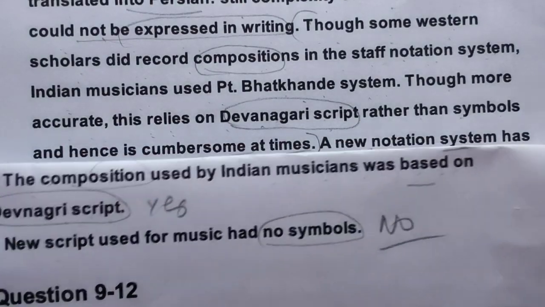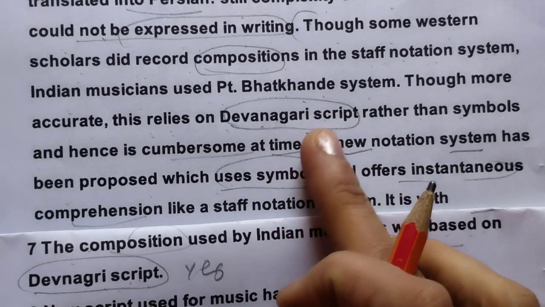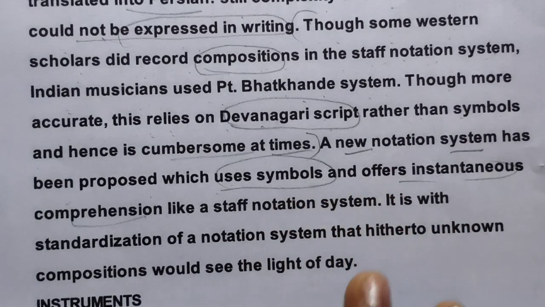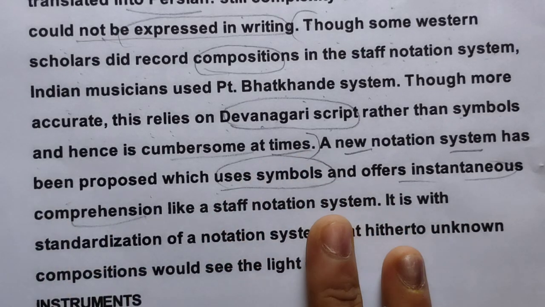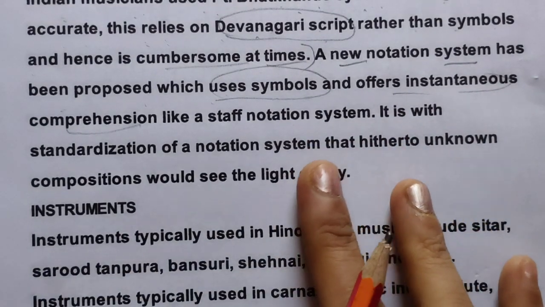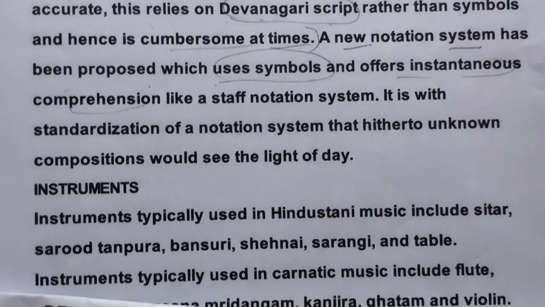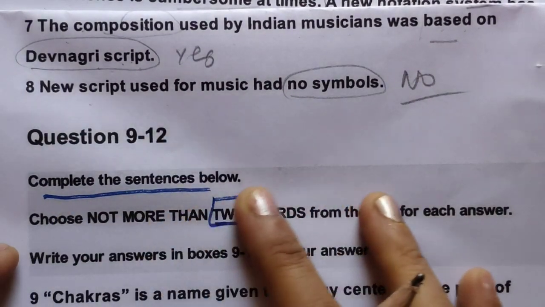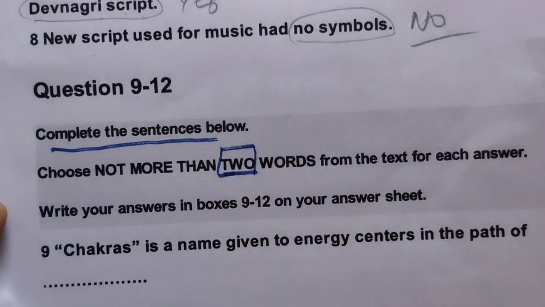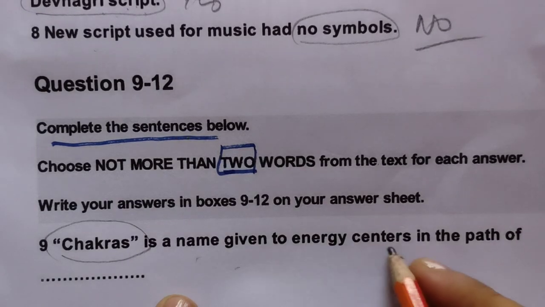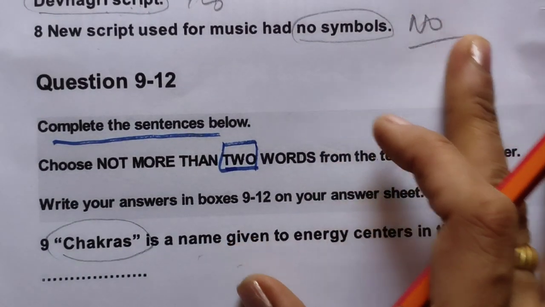See this. After getting location 7th, you will get 8th. After getting 8th, you will get 9th. So everything is in chronological order, you can say. So the questions are designed according to the events in the passage. Okay, now coming to next question, that is fill in the blanks, means complete the sentences below with no more than 2 words. Okay, so chakras we need to find. Chakras is a name given to energy center in the path of.